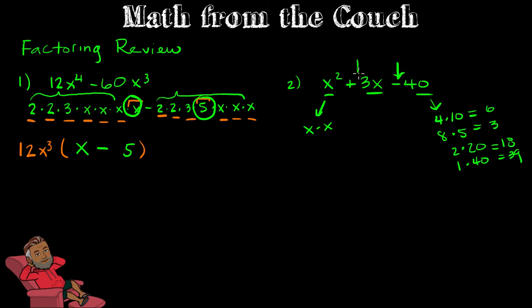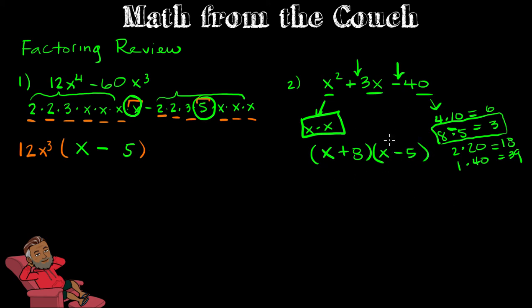Second thing is I need a positive 3, and that's ding, ding, ding, this guy right here. I need the positive 3, but to get a positive 3, it would need to be 8 minus 5. So we're going to go x with a positive 8, and x with a negative 5. And this right here is our factorization for the above trinomial, and this is pretty much what I need you to do. If you have any questions, go ahead and email me or send me a message.